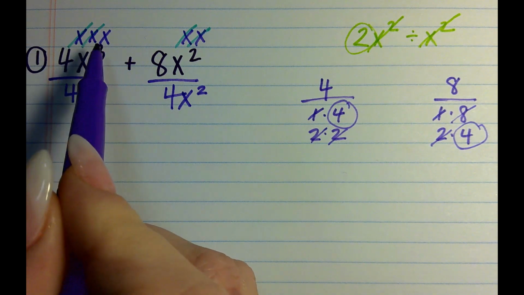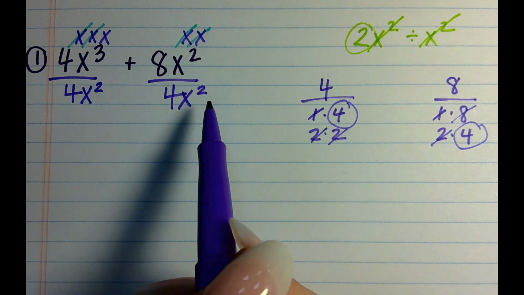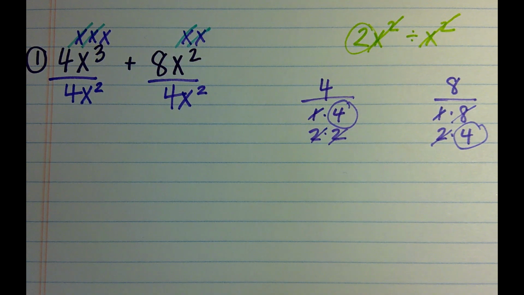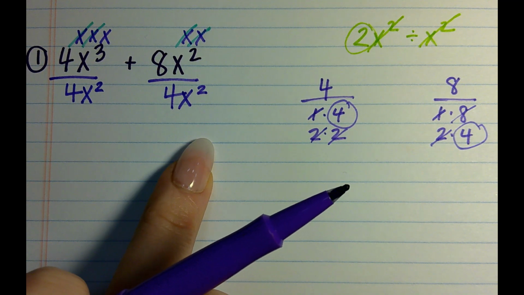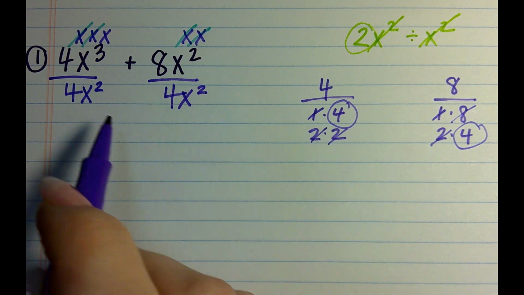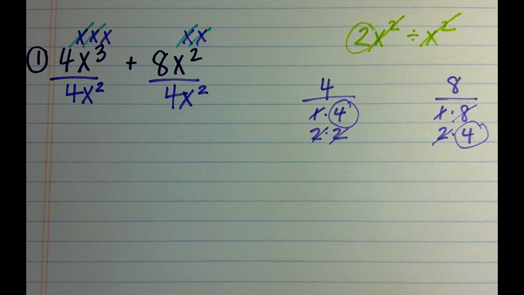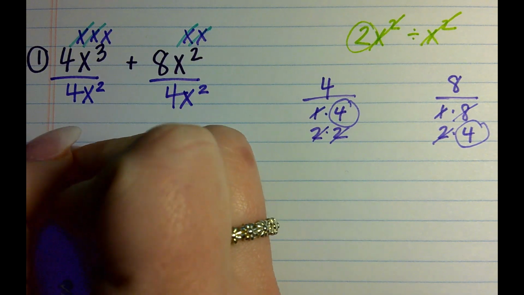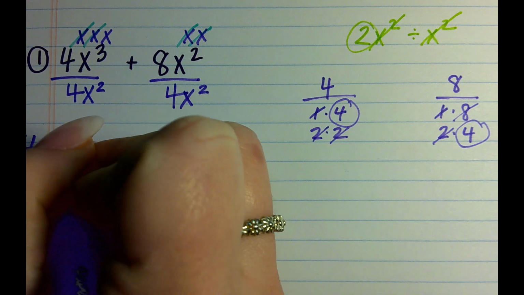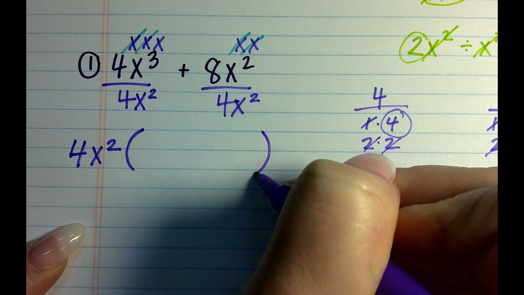And then the X's, how many can we cross off on both? 2 each. So we have 4X to the 2nd power. Does everybody see where we got the 4X squared from? Yes. Good. Now we've found our GCF, our greatest common factor. It's 4X squared. How do we get to the second part where we need to find our answer? We're going to have our greatest common factor on the outside, make a parenthesis, and then we'll have something in parentheses.